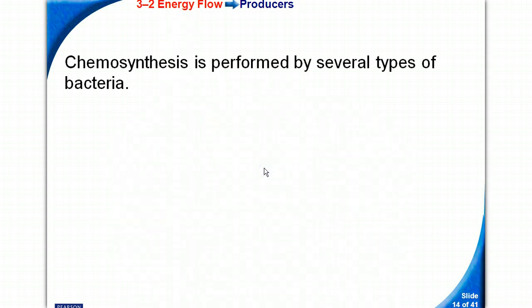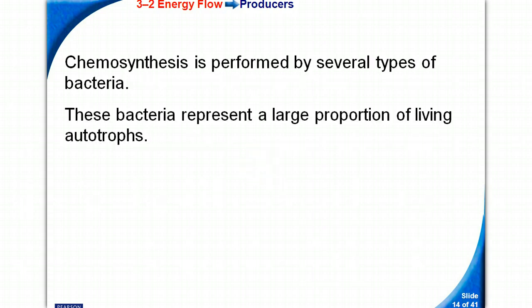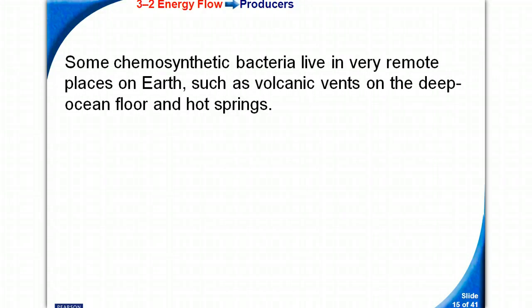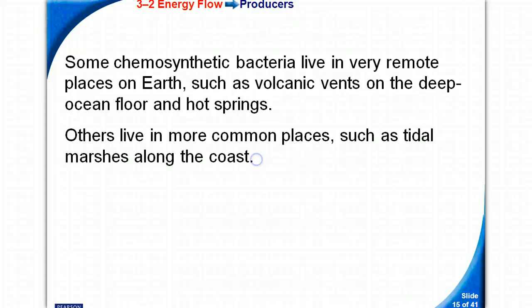Chemosynthesis is performed by several types of bacteria. These bacteria represent a large proportion of living autotrophs. Some chemosynthetic bacteria live in very remote places on Earth, such as volcanic vents on the deep ocean floor and hot springs. Others live in more common places, such as tidal marshes along the coast.